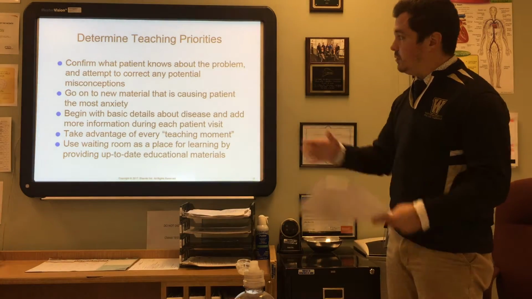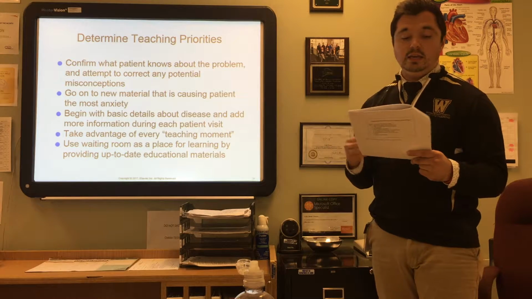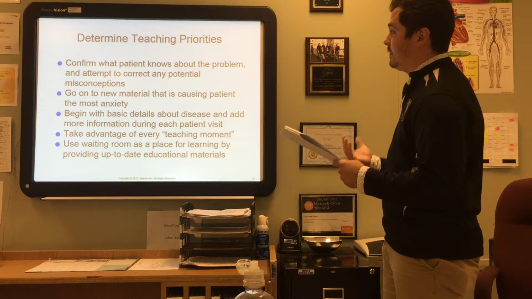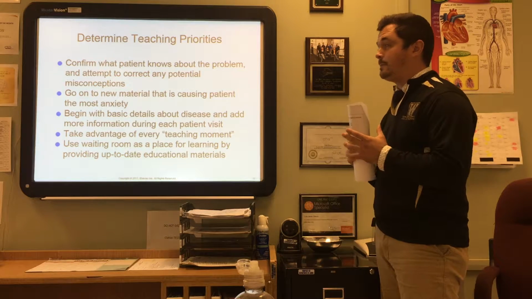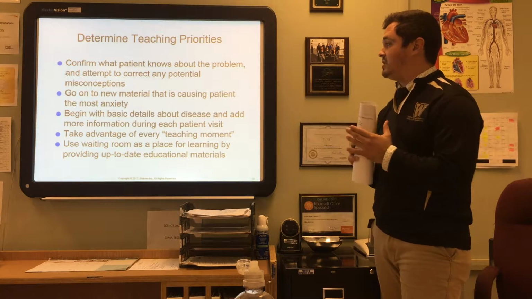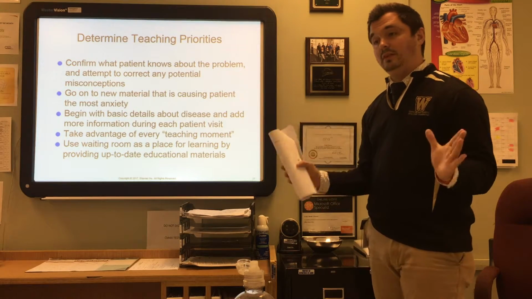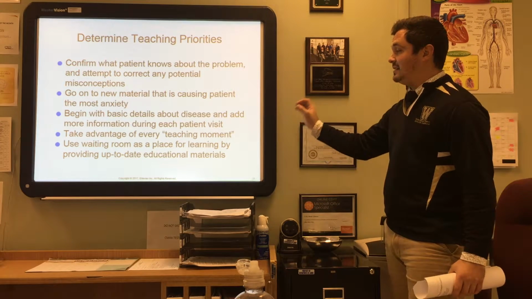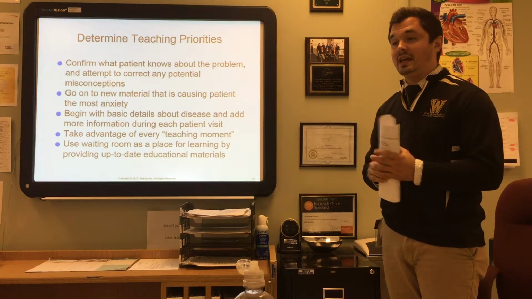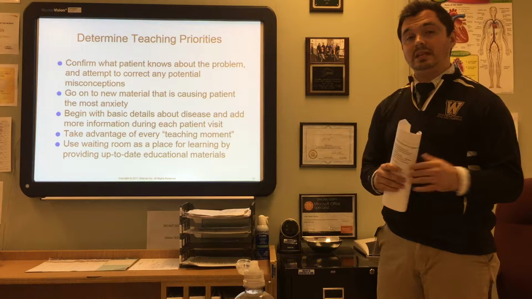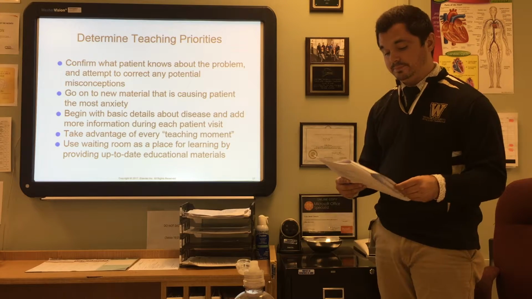So we're talking about determining teaching priorities. If you start with something the patient knows or understands, he or she will feel more competent and capable with managing new information. So confirm what the patient knows about the problem and attempt to correct any potential misconceptions. Go on to new material that is causing the patient the most anxiety. So start with something they know, and then work your way onto more complex things to help relieve that anxiety. Begin with the basic details about the disease and add more information during each patient visit. Take advantage of every teaching moment and use the waiting room as a place for learning, providing up-to-date educational materials about the most common things in your socioeconomic area.